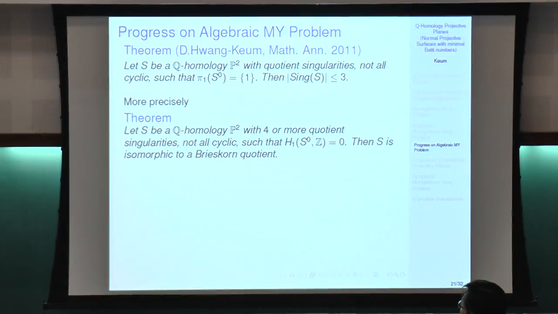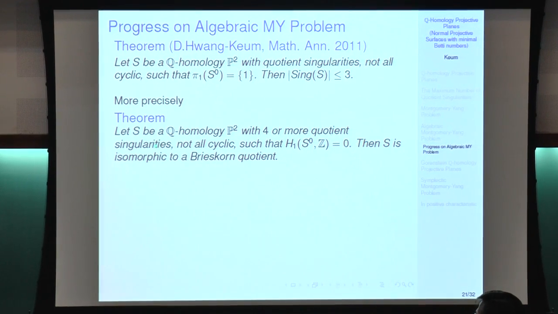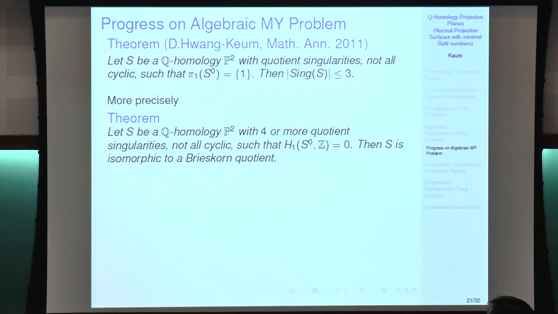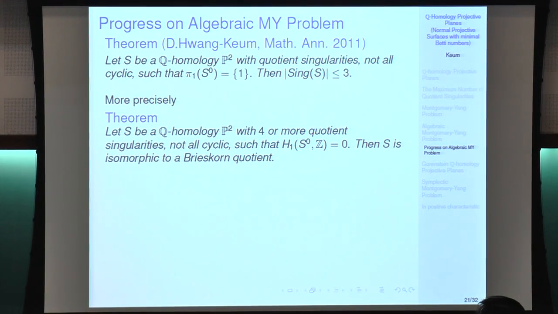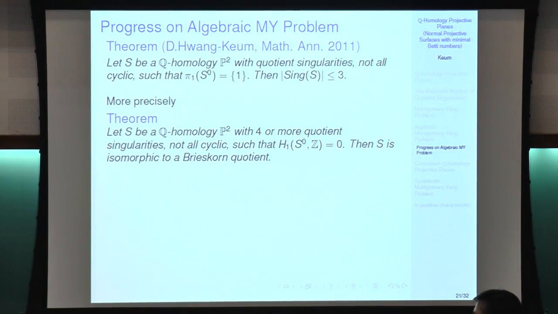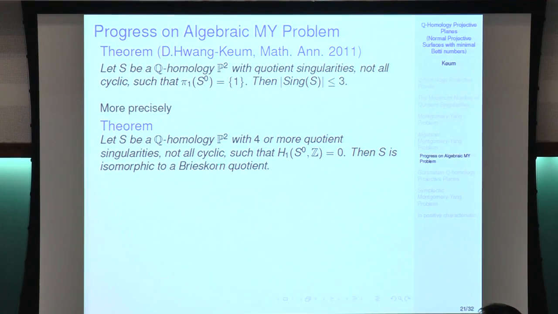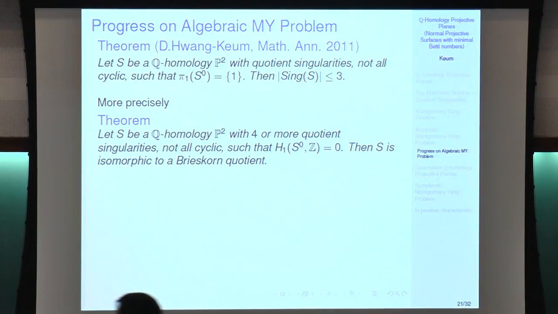More precisely, we prove this. Let S be a Q-homology P2 with 4 or more quotient singularities, not all cyclic, at least one non-cyclic, and such that the smooth part has trivial first integral homology. Then S is isomorphic to a Briscoe quotient. So we characterize this Briscoe quotient, and the Briscoe quotient certainly doesn't satisfy this, so it's okay.